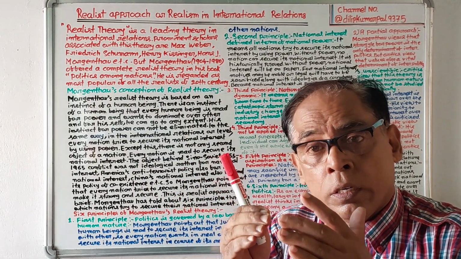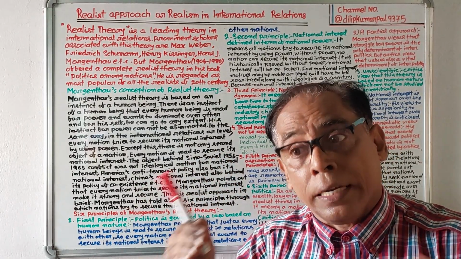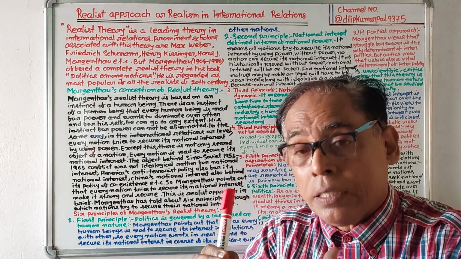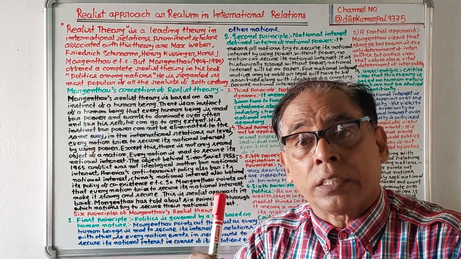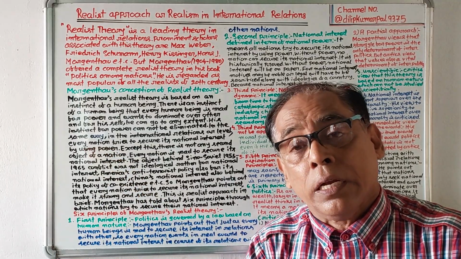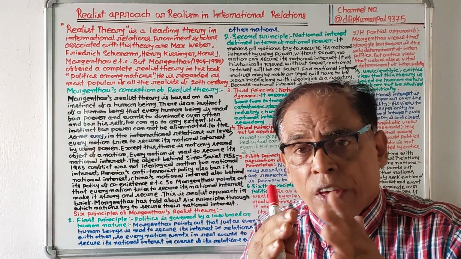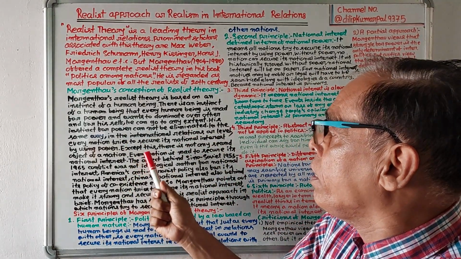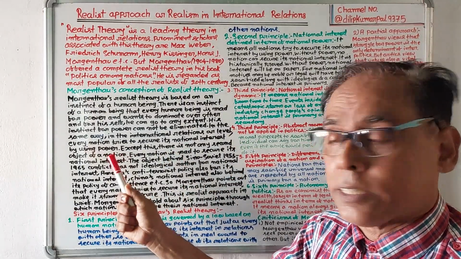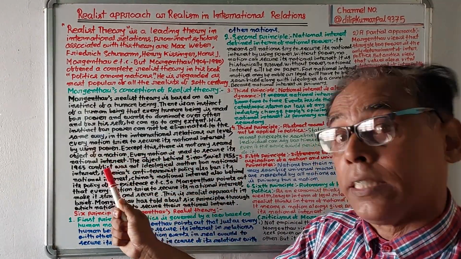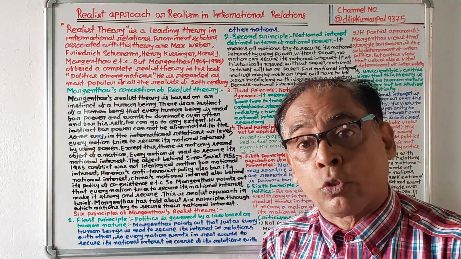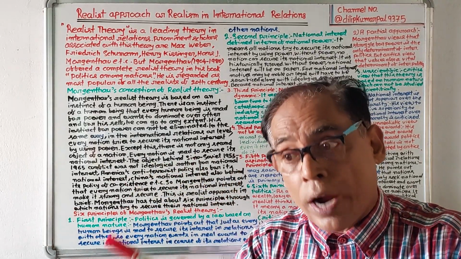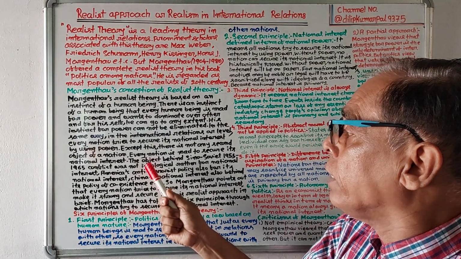Realist theory speaks that just as every human being is made for power and wants to dominate over others, in the same way, every nation is made for power. Every nation wants to dominate at the international level. So, every nation works for the national interest. Except this, there is not a second purpose. Every nation is made to secure its national interest. Just as every person wants to secure power and its self-interest, every nation wants to secure its national interest.